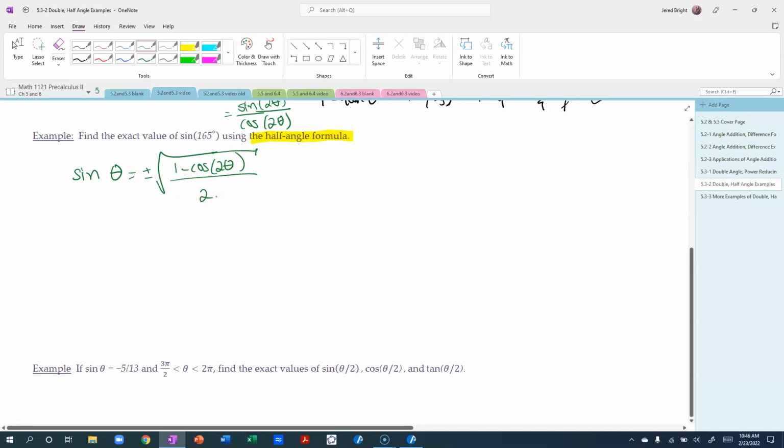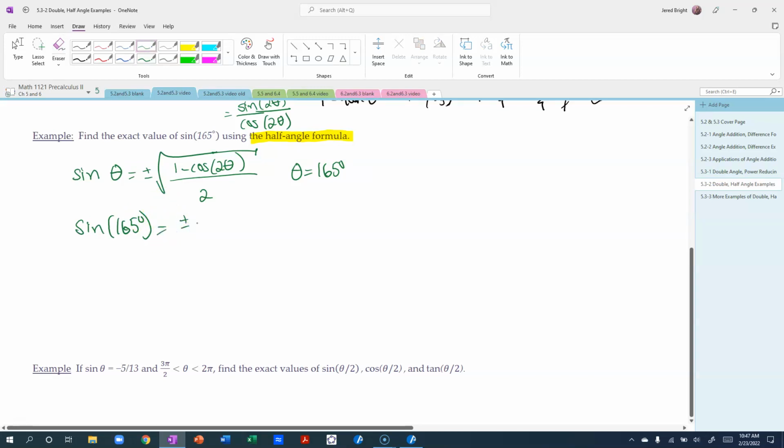Okay, so now the hardest part is figuring out where the 165 goes. Is that theta or is that 2 theta? Well, we're wanting to find sine of 165, so I'm saying here theta is actually the 165 degrees. Okay, so sine of 165. I want to come back to the plus and minus in a minute. Let me erase that, get an equals in there.